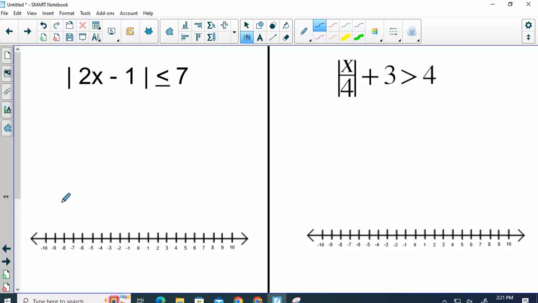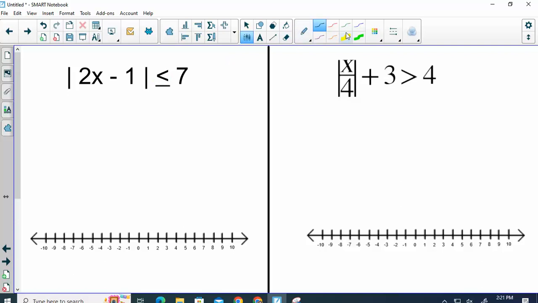Okay, so if I say the absolute value of 2x minus 1 is less than or equal to 7, we first have to make sure the absolute value is by itself. That means I'm looking at that side of the inequality. Is there anything outside the absolute value? No. So we are ready to solve.